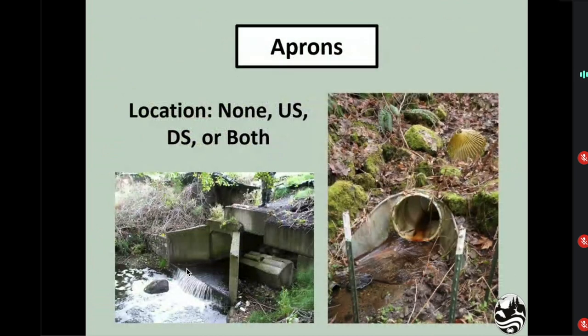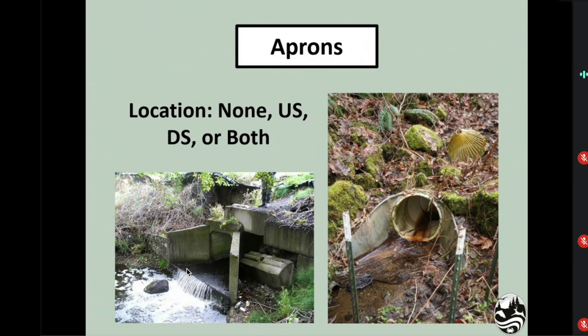Another feature are aprons. And not to be confused with those beveled ends. So a beveled end is a pipe of the same diameter that's just cut at an angle. Aprons act to actually diffuse the flow, and they can be at the upstream or downstream end. Where I work on the coast, I hardly ever see aprons, but they are pretty common. I think they're more common in more developed areas. So if you do come along an apron, treat it as part of the pipe.